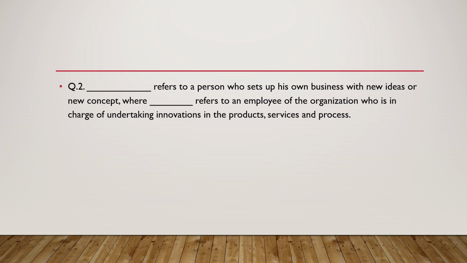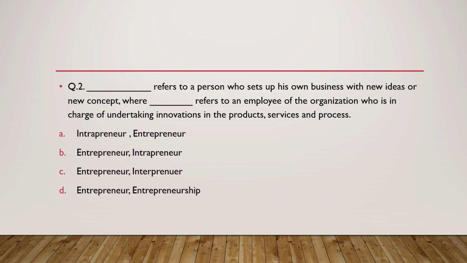So dash refers to a person who sets up his own business with new ideas or new concept, where dash refers to an employee of the organization who is in charge of undertaking innovations in the product, services and processes. So here two definitions are there, two main concepts, where there are two different persons and they do different types of work regarding entrepreneurship. So first of all, you should read the question two to three times very carefully, and then go to the options. So the first is C.